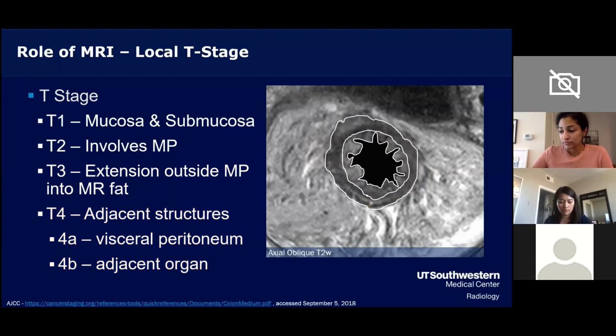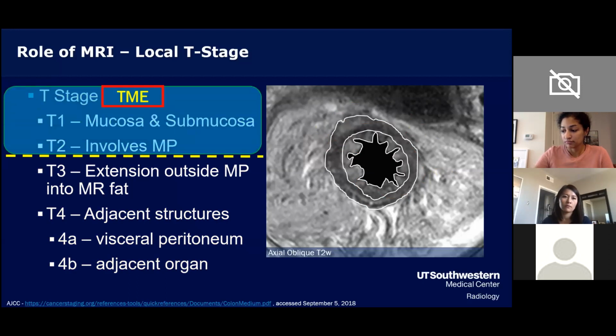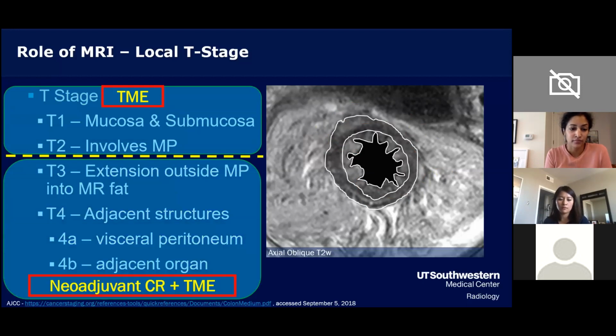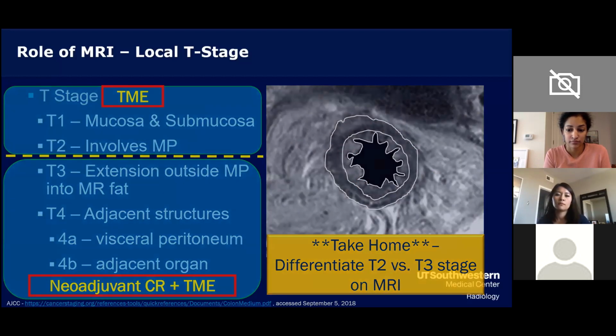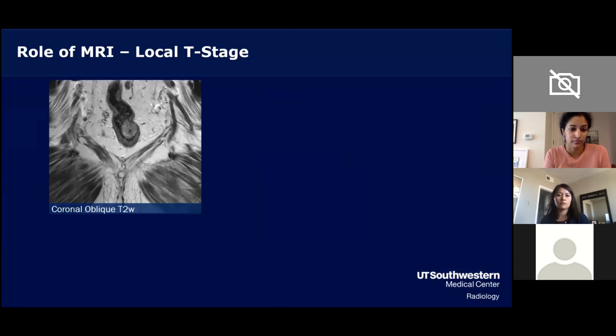So the important distinction here is T2 versus T3. T1 and T2 are treated with surgery alone, total mesorectal excision. T3 and T4 are treated with neoadjuvant chemoradiation followed by excision. So our job as radiologists really is to differentiate T2 versus T3 tumors on the MR. Let's look at some examples.